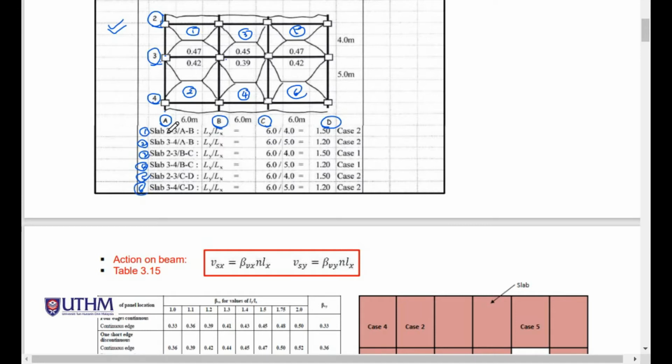Okay, so the first slab here, Ly divided by Lx equals 1.5, which is less than 2.